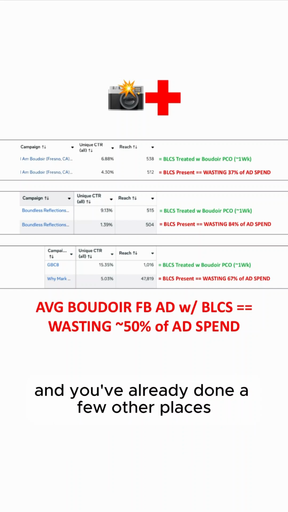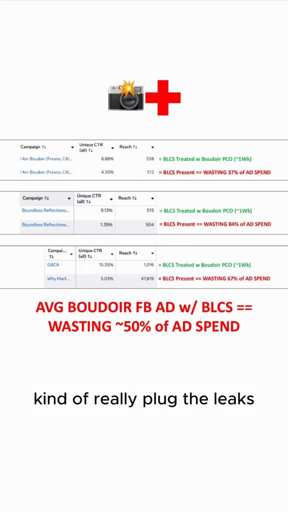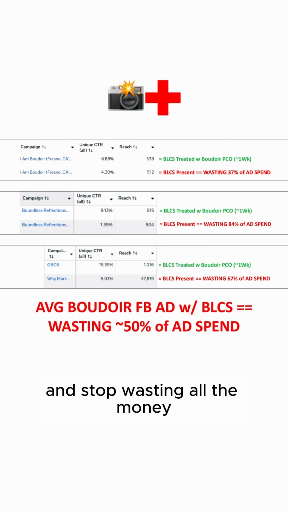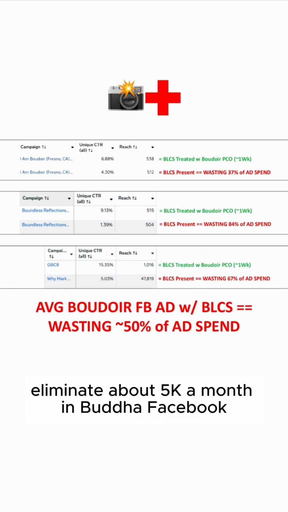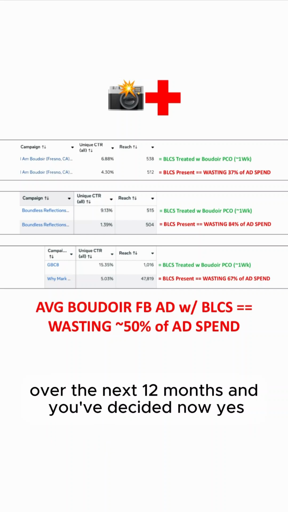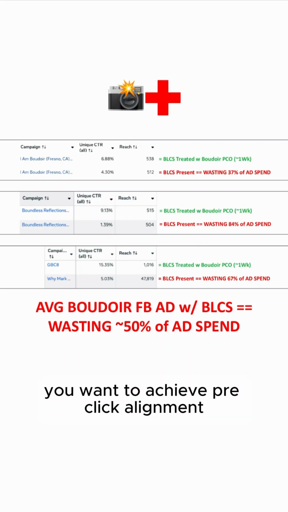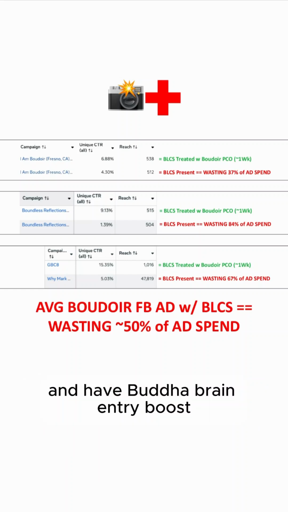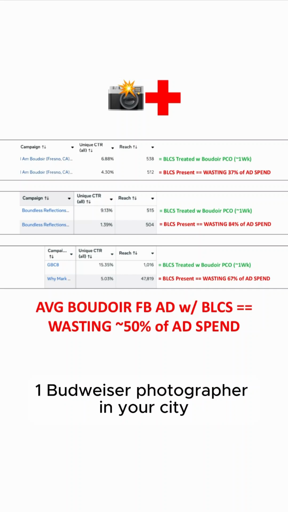And you've already done it a few other places, but now you really want to do it for Boudoir Facebook ads, really plug the leaks, be as efficient as possible, and stop wasting all the money. And you're seeing you can probably eliminate about 5K a month in wasted Boudoir Facebook ad spend. Keep that back in your pocket. That'd be approximately like 60K over the next 12 months. And you've decided now, yes, you want to do this. You want to achieve pre-click alignment, become a dominant Boudoir advertiser, and have Boudoir Brain Entry Boost on your path to becoming the #1 boudoir photographer in your city.